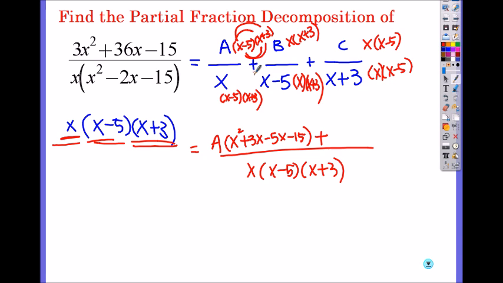plus B times, that's easier. What's Bx times x? Bx squared. Bx times 3, 3Bx. And here again, same denominator. Here I have Cx times x, which is positive Cx squared. Cx times negative 5 is negative 5Cx.